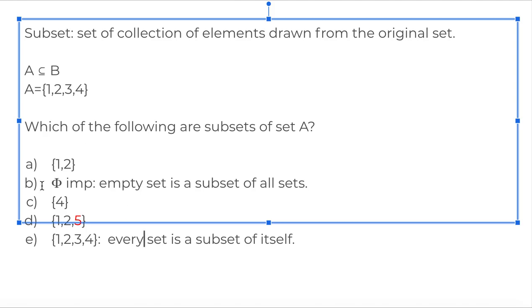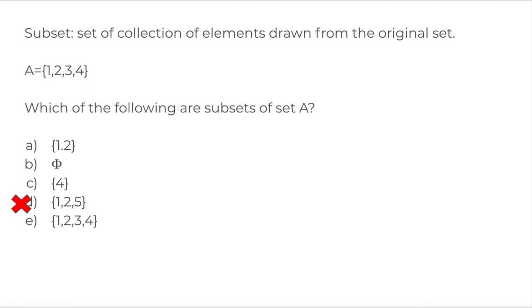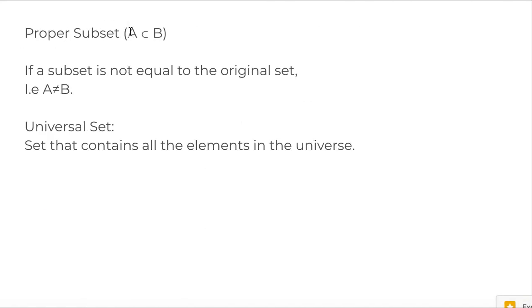So think about this. If you have 4 elements, what are the number of subsets possible? We will be answering that question in the next few slides. But if you're given 4 elements, how many subsets can this set have, right? Alright, as we looked at it, 1, 2, 5 is not a subset. A set A is a proper subset of B if the subset is not equal to the original set. Then it's called a proper subset, right? A universal set is a set that contains all the elements in the universe.